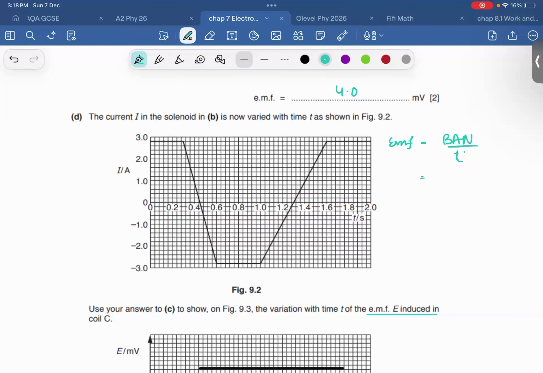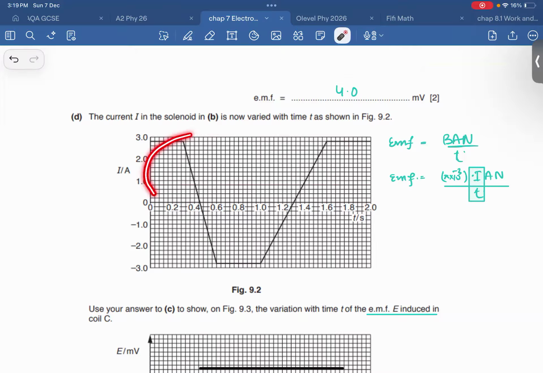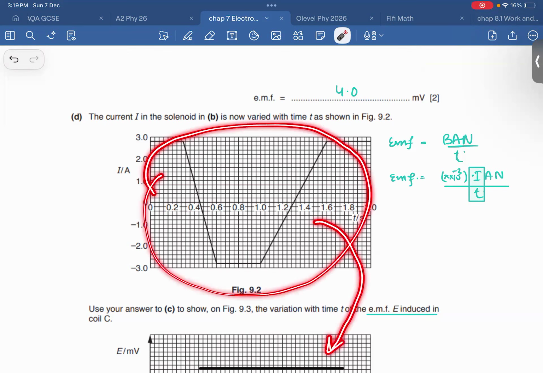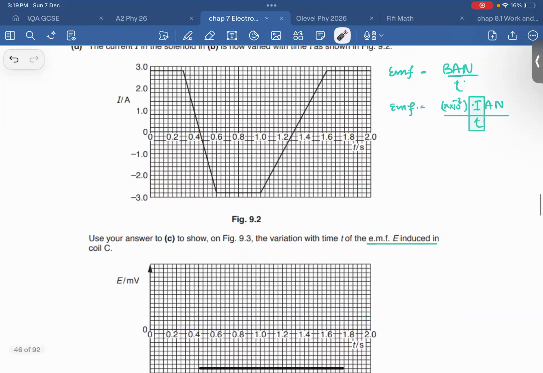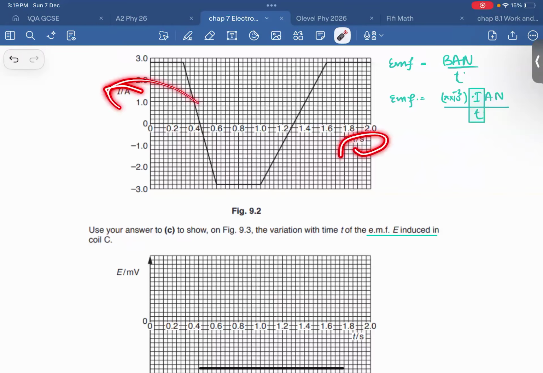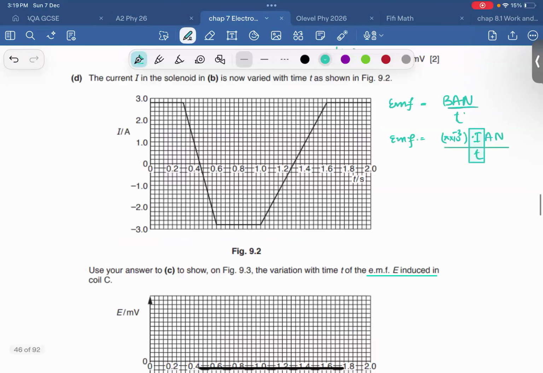In place of B, you have that constant pi exponent negative 3 times I, and then A, and then N, divided by delta T. So you can see that the rate of change of current is basically generating the EMF. In short, you have to find the gradient of this graph and draw it here. This is the concept, because the change in current I with respect to T gave you the EMF, according to this formula.